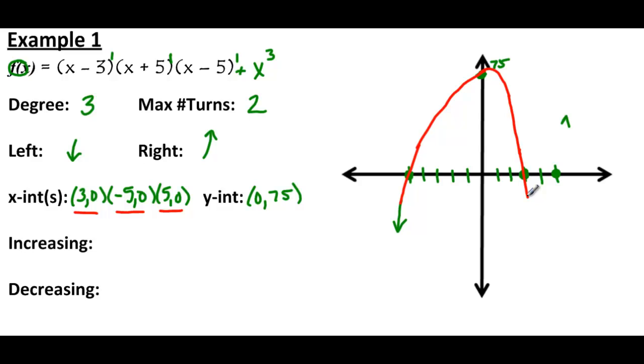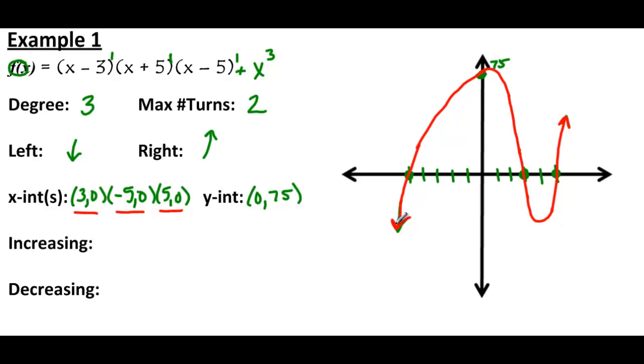But now I need to get through here, so what do I need to do again? I need to turn. So I've turned once, and now this is my second turn. I know this is the most number of turns I can do anyways. And now at 5, 0, this is also a single root, so it's going to go straight through, and then I end facing up. So that would be a light sketch of what our graph would look like.